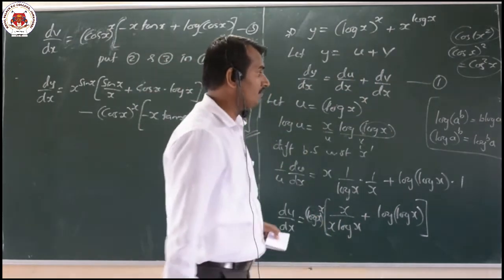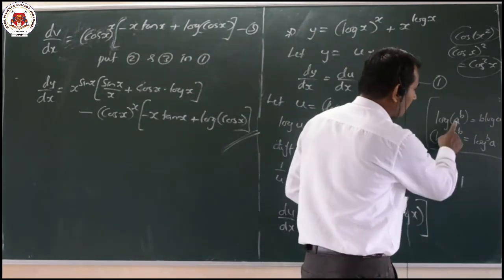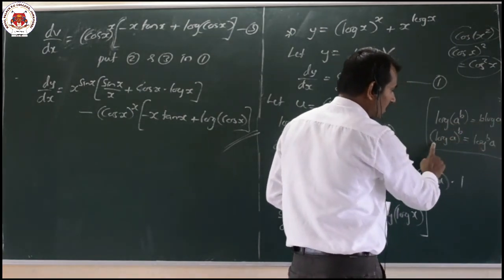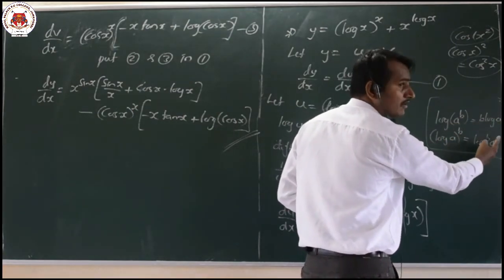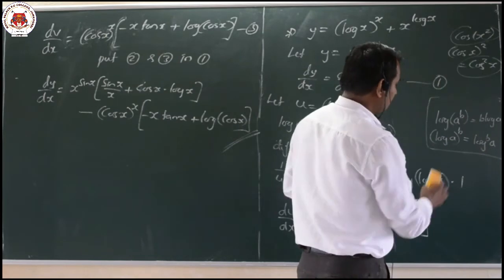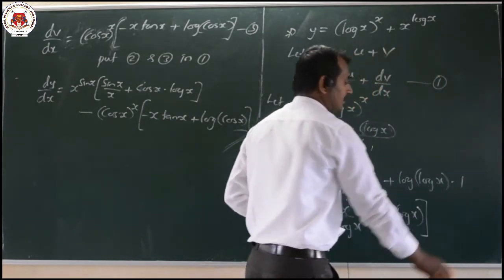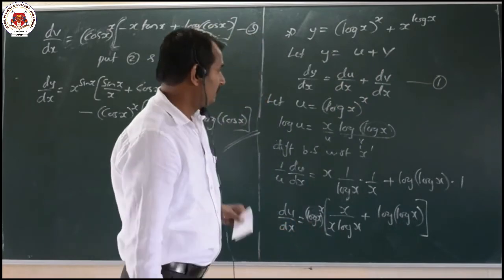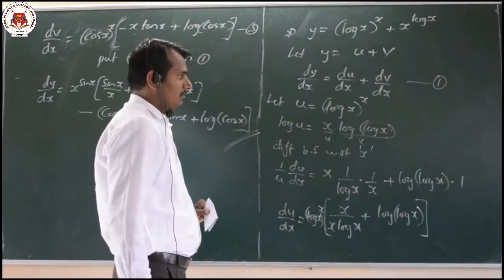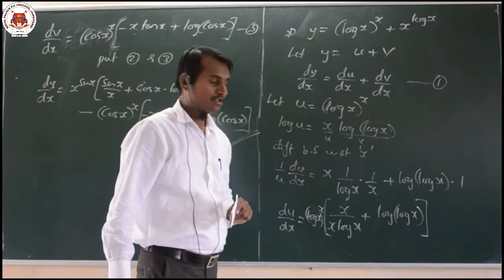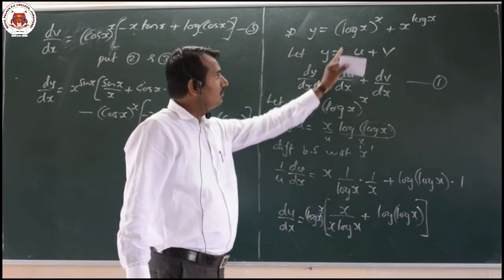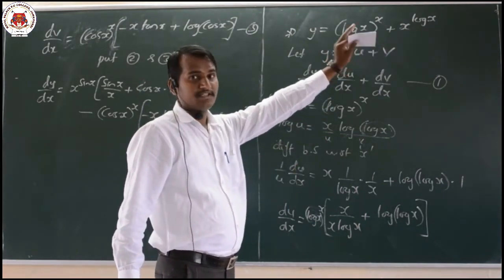So therefore here, log a to the power of b means b log a, but log a whole to the power of b means log to the power of b of a. That is very important here. You should be very attentive regarding this particular thing. Many of you make a simple mistake here, that is you directly write x log x, and that is very wrong here.